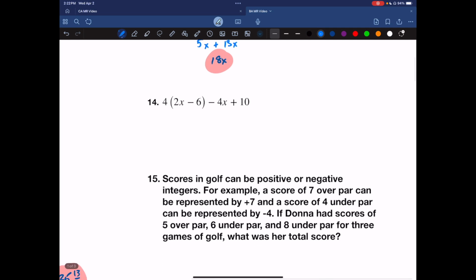All right. Once again, we're going to take that 4. I'm going to distribute through. So 4 times 2x is 8x. 4 times negative 6 is negative 24. Right. And then everything else is just going to come down. All right. Again, you got like terms.